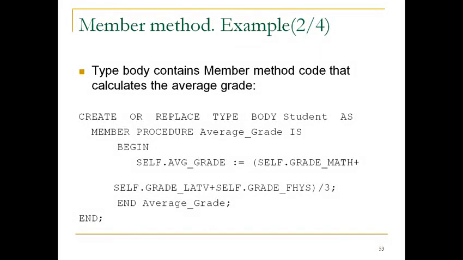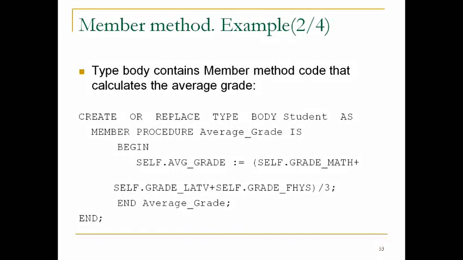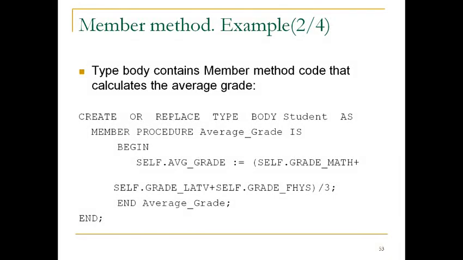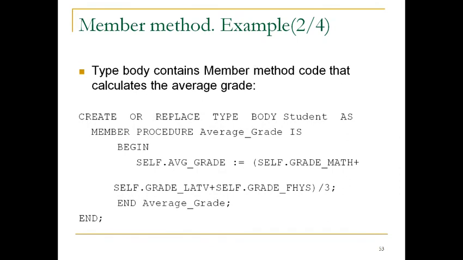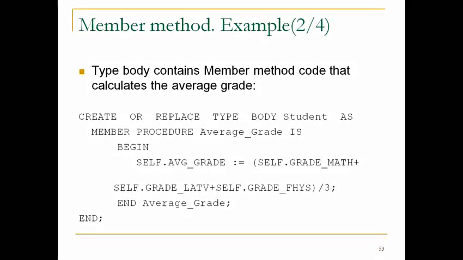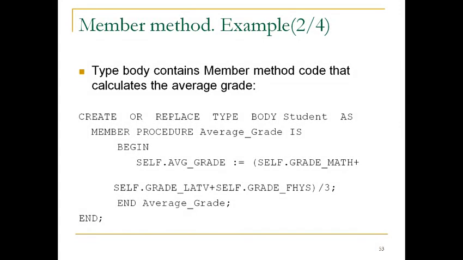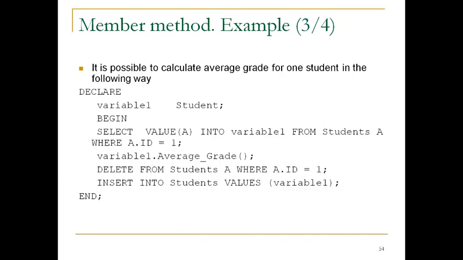And the type body will contain the only method we have. Create or replace type body. Student has member procedure, average grade. And average grade should add together 3 grades and divide by 3. So the self average grade is equal to self grade math plus self grade Latvian plus self grade physics, divided by 3. And that's what the procedure has to do.